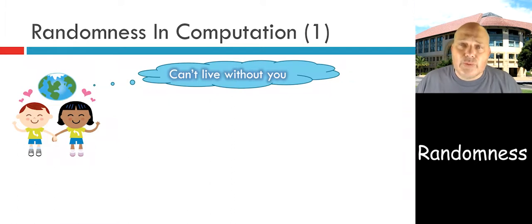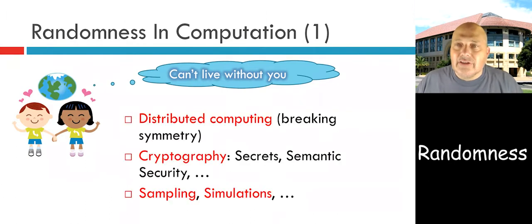So randomness in computation. There are places where we can prove that without randomness you can do nothing. Examples are, and we'll discuss all of these examples, come from distributed computing, when you're making a computation between different entities in a distributed environment. Cryptography, where sometimes even the mere definitions, the definitions that we want, need randomness in them to make sense. And other areas like sampling and simulations, which require randomness.